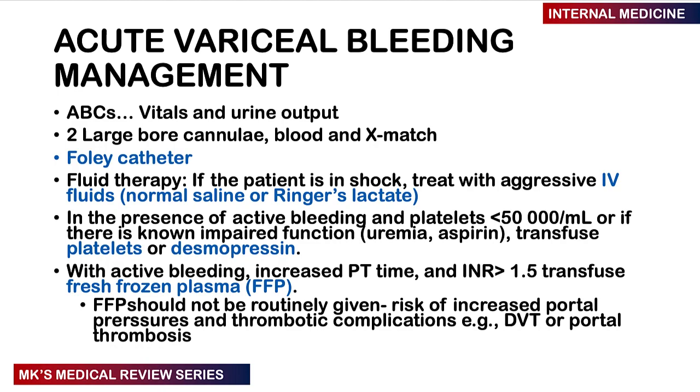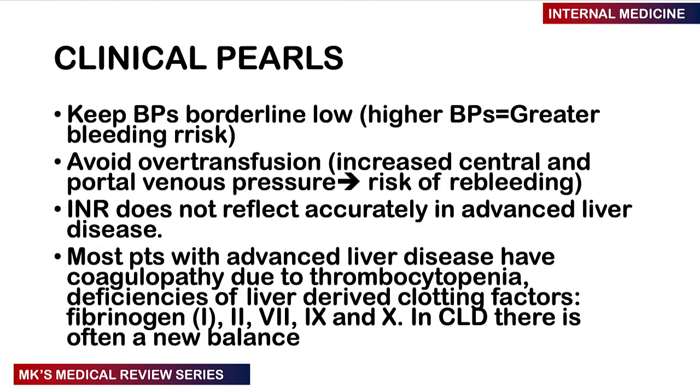But if their platelet count is less than 50,000, you can actually transfuse them. Or if they have a known impaired function, for example, in the presence of uremia or aspirin, you want to also transfuse them with your platelets or give them some desmopressin. Remember, if they are taking any anticoagulants, those must be stopped. So if you're taking an aspirin, clopidogrel, for whatever reason, it must be stopped. Heparin, your DOACs, your direct-acting oral anticoagulants, those must be stopped. If the prothrombin time is increased and the INR is greater than 1.5, give them some FFP. Like I said, FFP is not routinely given.